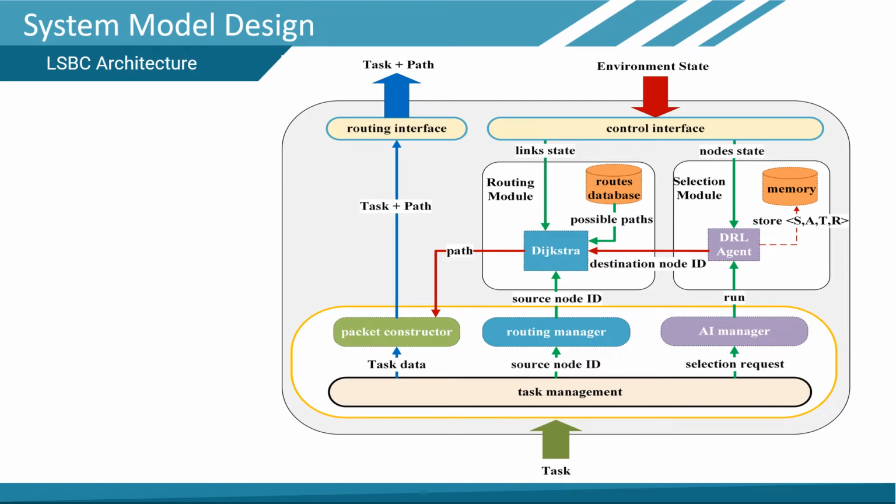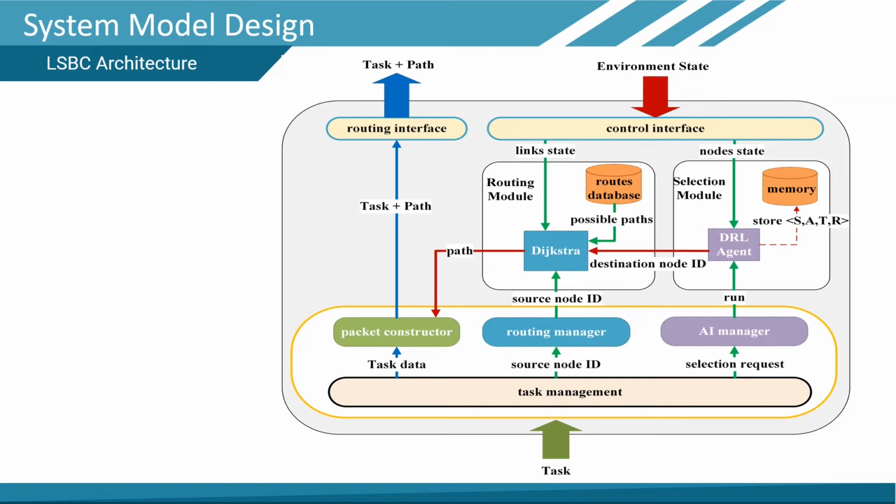The main components of the load balancer smart controller are highlighted here, which is responsible for distributing the tasks among the nodes and routing them to the destination. The smart controller is always kept updated in real time about the state of the environment by receiving the nodes and links state through the control interface. For each task received, the task management module sends a selection request to the AI manager submodule. Then it commands the selection module and sends the source node ID to the routing manager submodule, which commands the routing module.